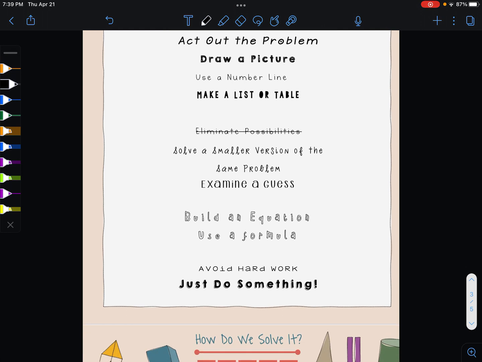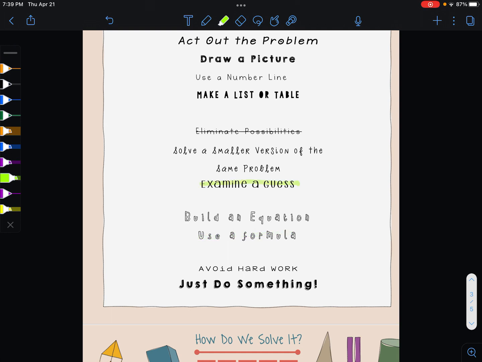I could eliminate possibilities, solve a smaller version of the problem. I could examine a guess. I could go down that the square, and I could look at something larger and smaller and examine it, and that's something I'm going to consider. Oops. Let's go over here. That's something I'm going to consider doing, but I think also what I'd like to do is, let's back, examine a guess.